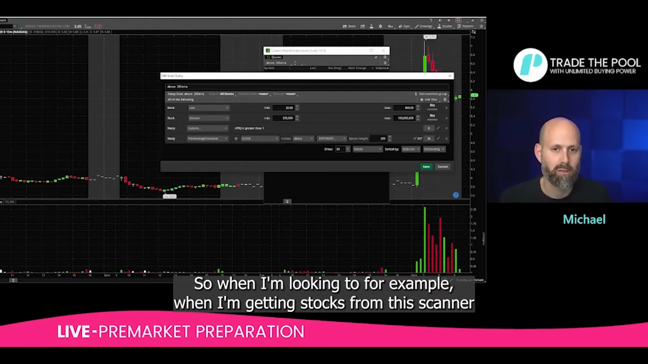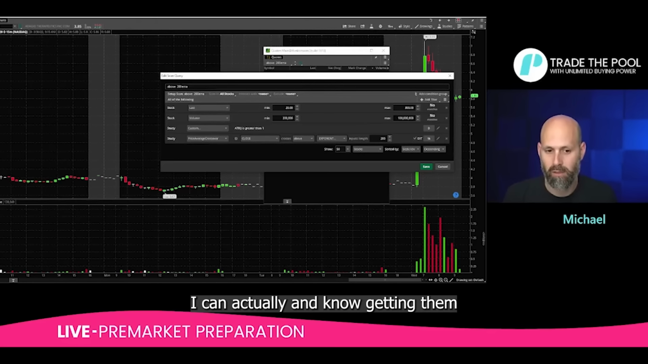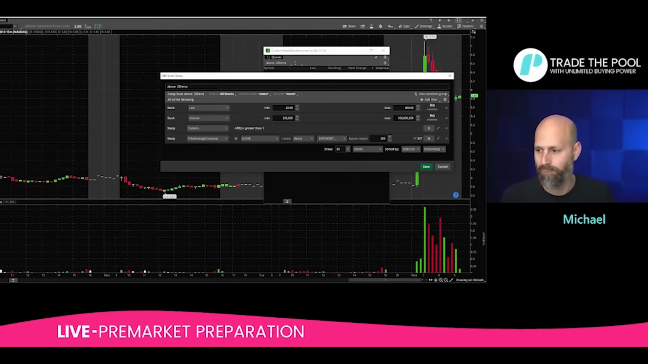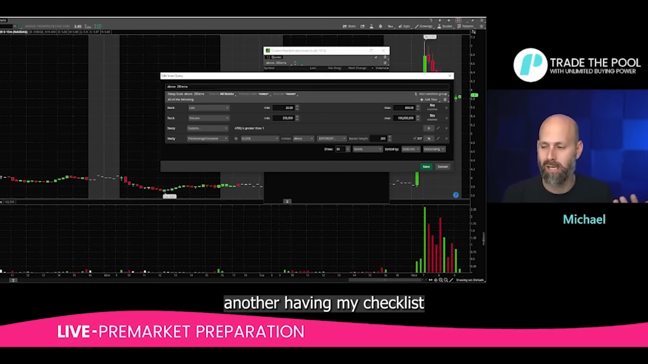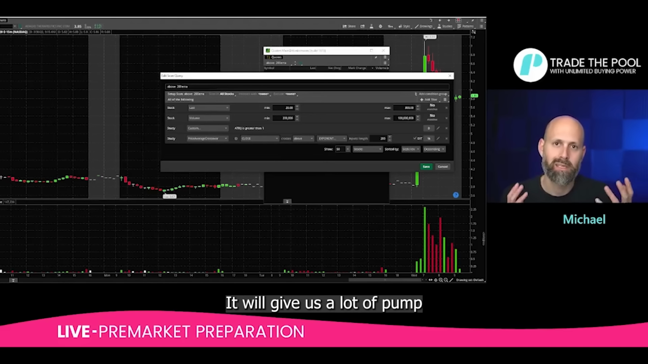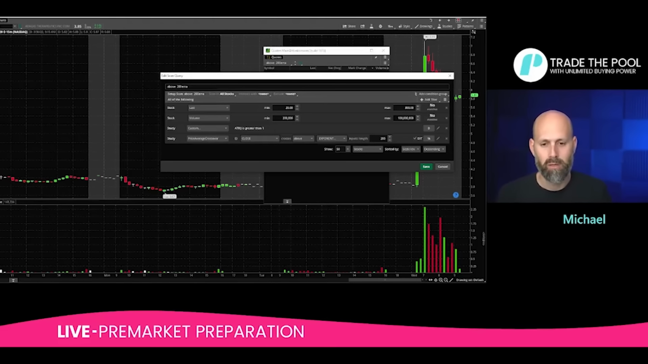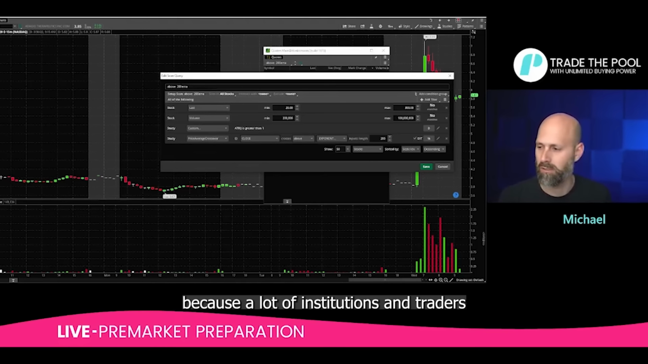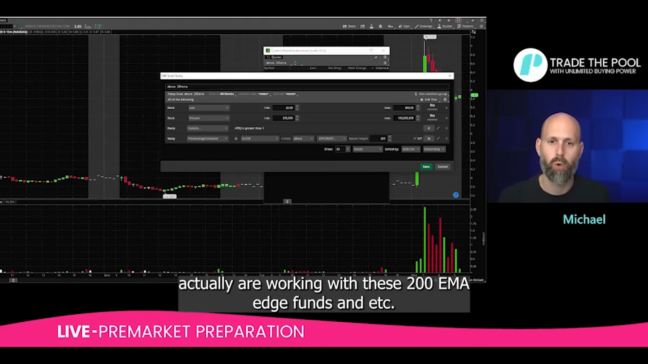So when I'm getting stocks from this scanner, I can already tick another box in my checklist: that this stock is gapping up or closing above the 200 EMA. It will give us a lot of pump, because a lot of institutions, traders, hedge funds, etc., actually work with the 200 EMA.